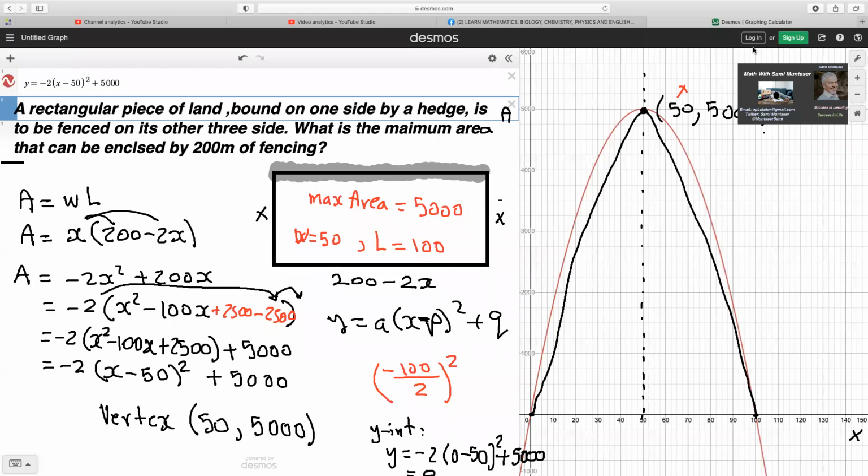So your vertex always represents either a maximum or a minimum. If your parabola is opening up, you have a minimum. If your parabola is opening down, you have a maximum. What determines if the parabola is opening up or down is the a value. If a is negative, then your parabola is opening down, and if it's opening down like the one that we have, you'll have a maximum. But if the parabola is opening up, that means the a is positive, and it represents a minimum.